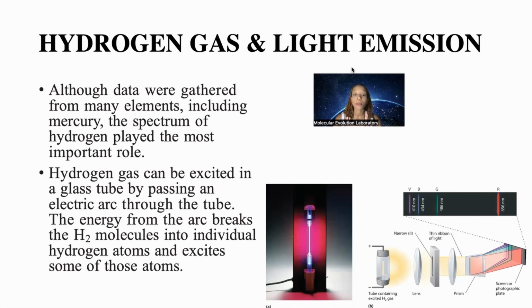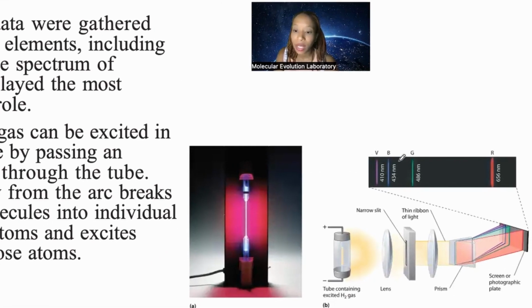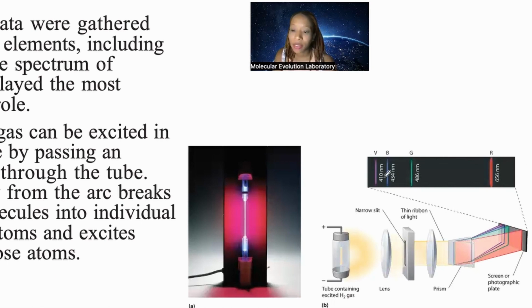Although data were gathered from many elements, including mercury, the spectrum of hydrogen played the most important role. Hydrogen gas can be excited in a glass tube by passing an electric arc through the tube. The energy from the arc breaks the hydrogen molecules into individual hydrogen atoms and excites some of these atoms. So the breaking of the hydrogen molecules into atoms will emit photons highly specific to hydrogen atoms. And here you can see the specific colors that are emitted: violet, blue, green, red, at different wavelengths.